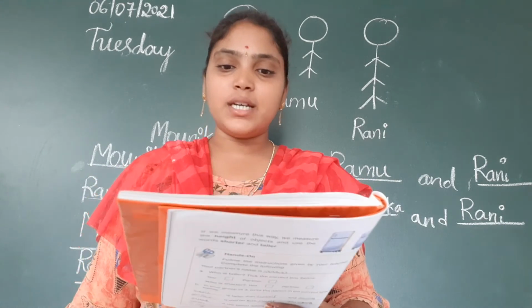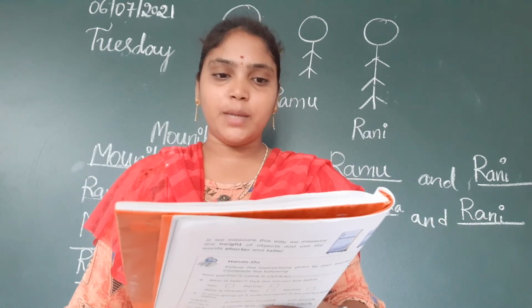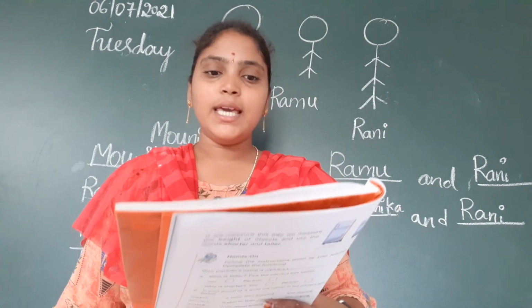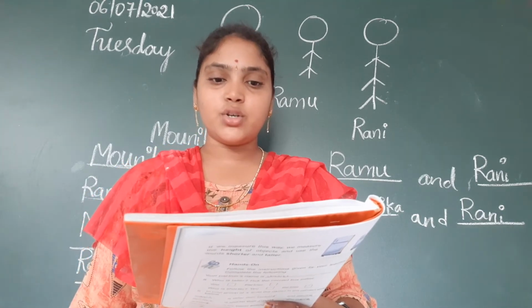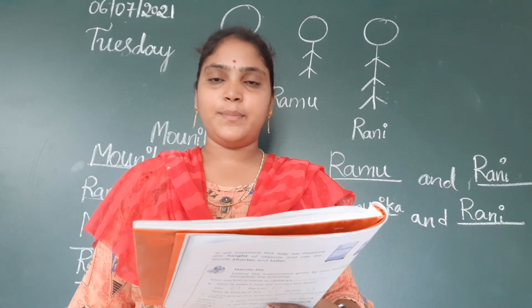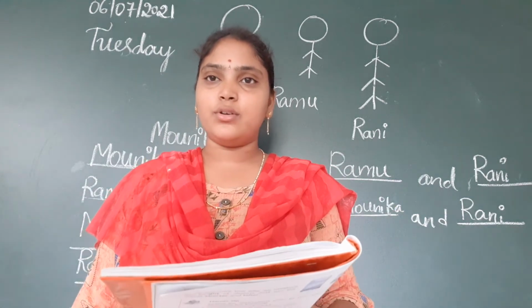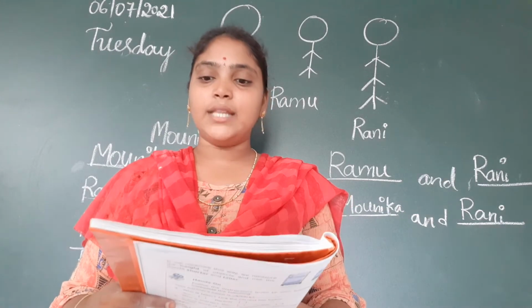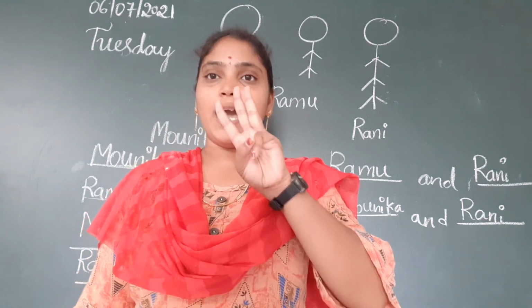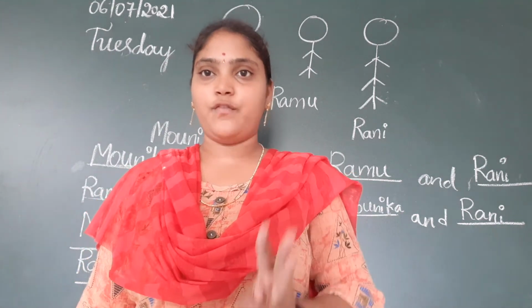Next, 1.10, draw the picture of any three people from your family. Write tallest near the tallest person and write shortest near the shortest person. Okay, in this what you have to do, children? Here you have to draw a picture of any three people from your family.